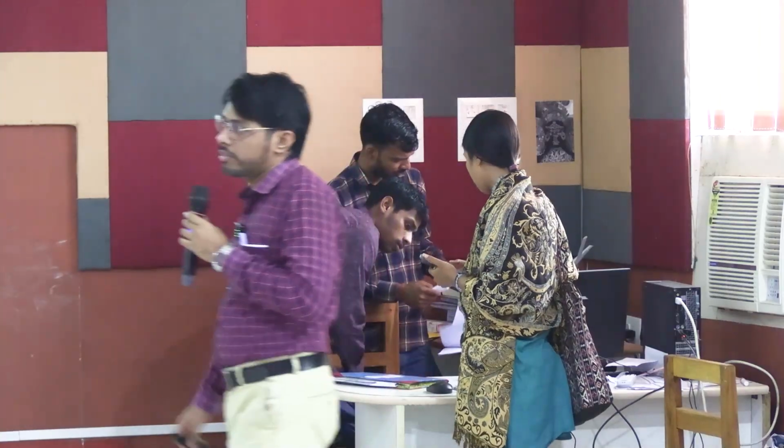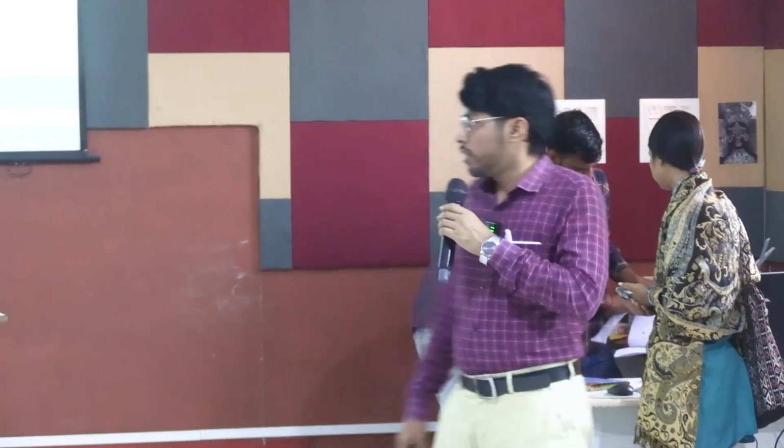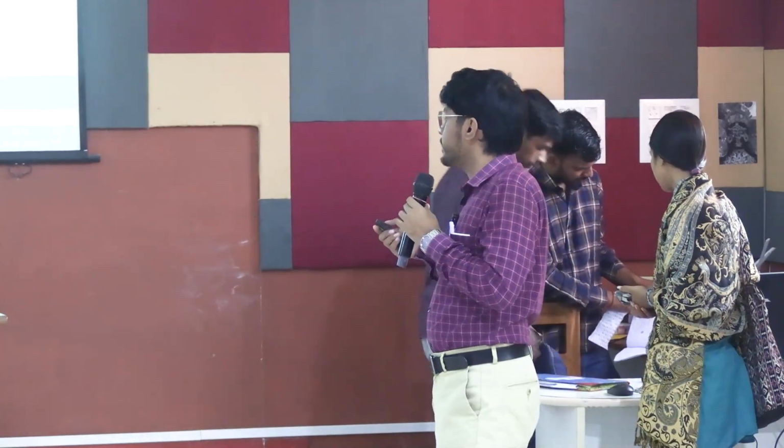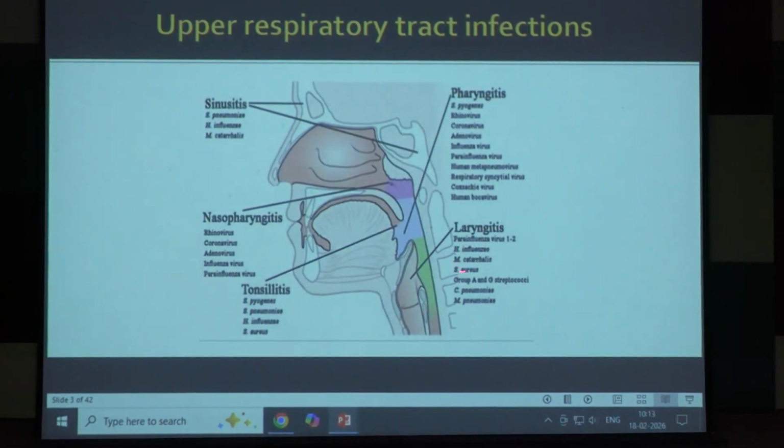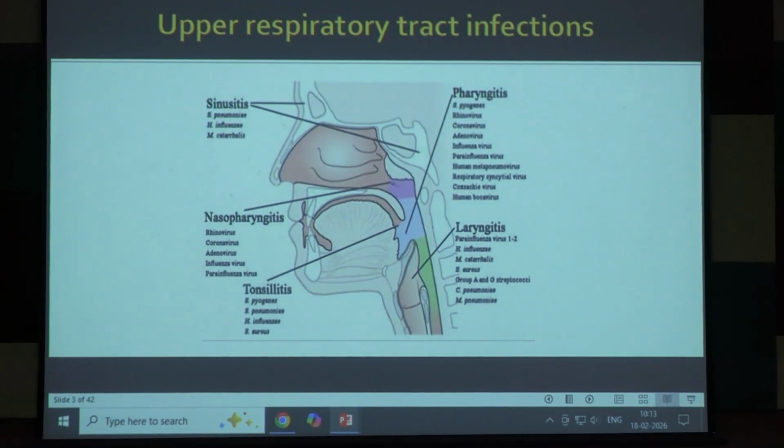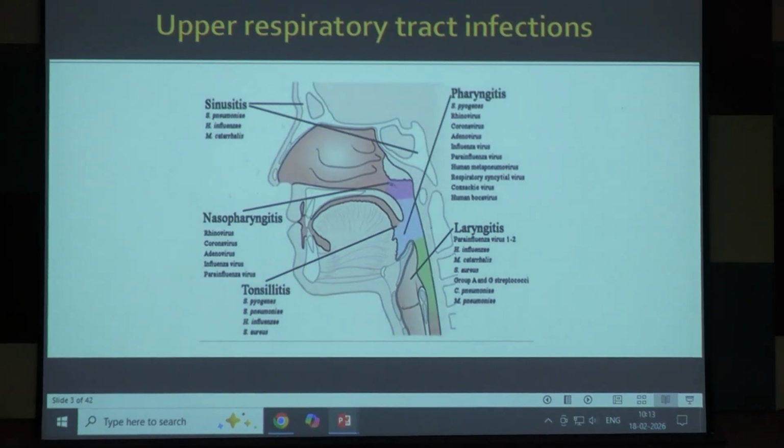What are the common upper respiratory tract infections? Sinusitis, nasopharyngitis, tonsillitis, pharyngitis and laryngitis. Itis means inflammation. So, inflammation of the respective region.